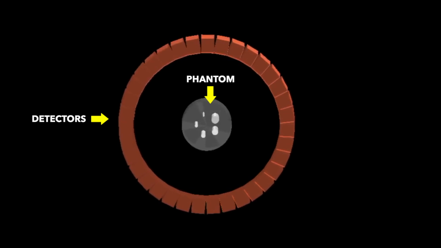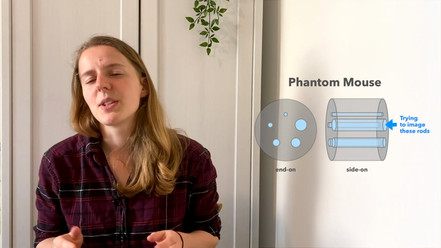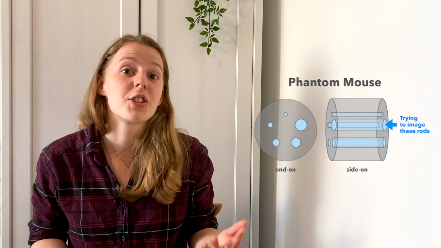We don't have a PET scan of our own to play with, but fortunately we can run a computer simulation of a scan. In our simulation, we build a large ring of detectors and place a phantom inside. A phantom is an object designed to mimic a real patient. So in our case, we used a phantom mouse. It's basically a little cylinder of plastic, and it contains 5 rods running through the middle. These rods contain a mixture of water and radioactive source. It's these rods that we're trying to image, so think of them like a cancerous tumour in a patient.